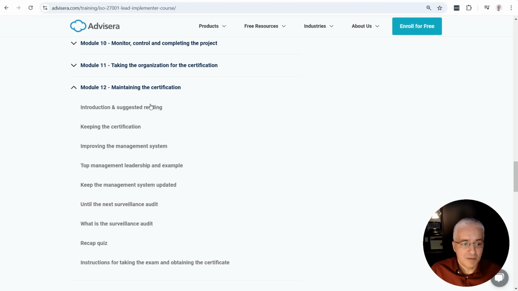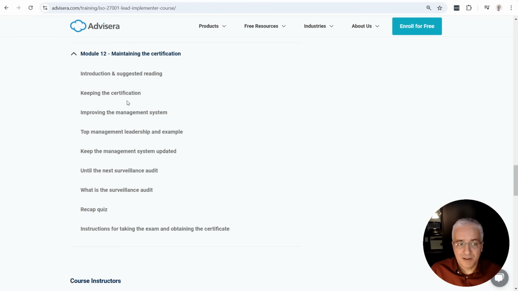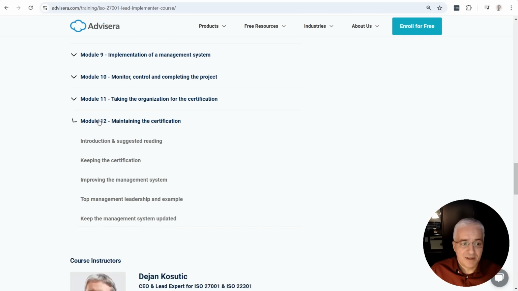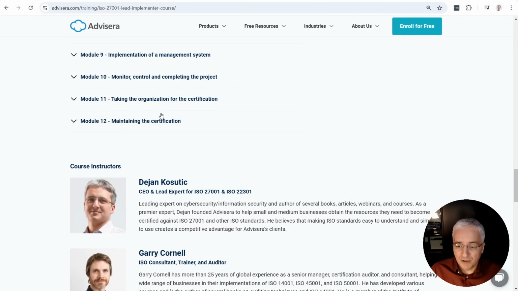And finally, module 12 is about maintaining the certification, so improving the management system, top management leadership, an example, how you keep the whole system updated, what you have to do until the next surveillance audit, and what the surveillance audit is in the first place. So basically, these are crucial things that you have to know about implementing this kind of a project, and this is what this course explains to you.